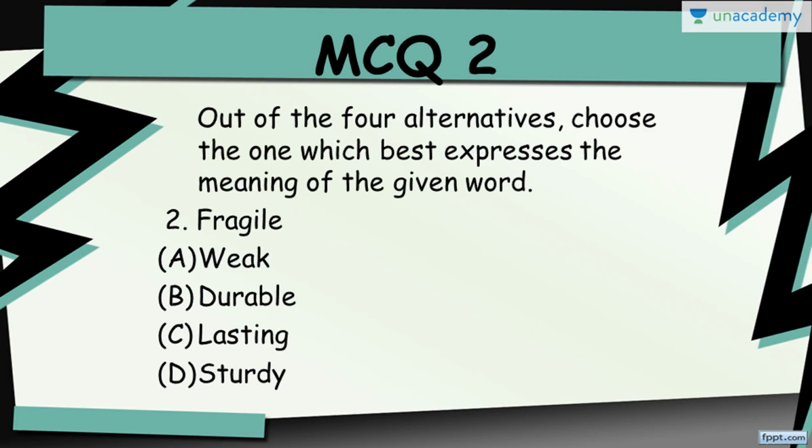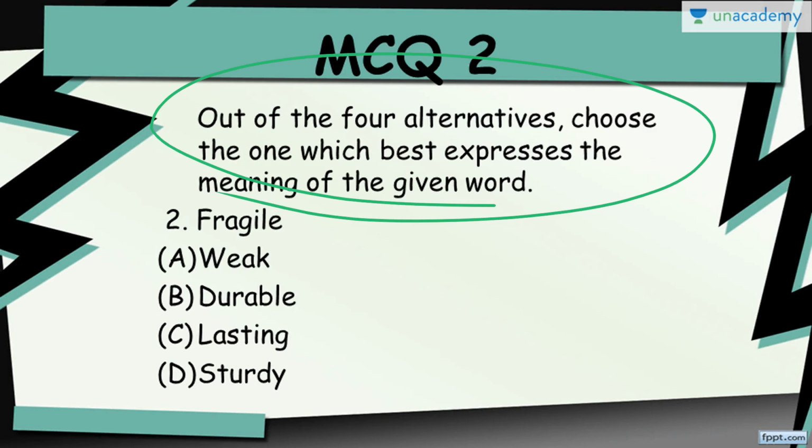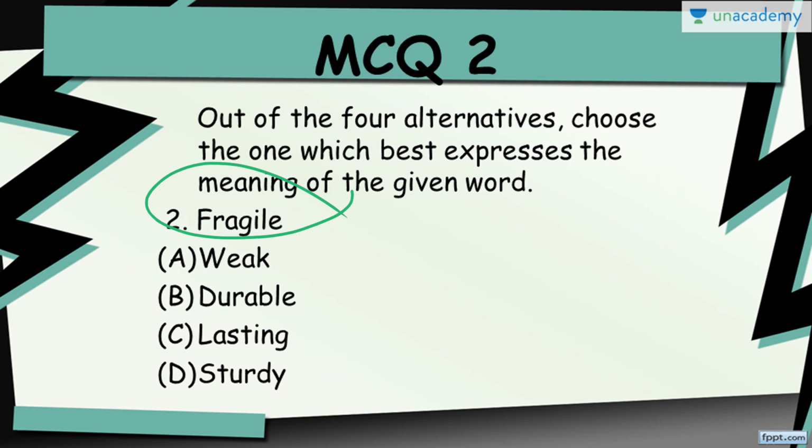Then the second MCQ. Out of the 4 alternatives, choose the one which best expresses the meaning of the given word. So this is almost giving the meaning. This is a direct question. They're simply asking you the meaning of the word. So the word they have asked for is fragile. The options are weak, durable, lasting, sturdy.